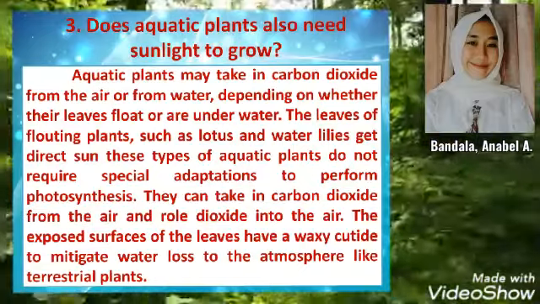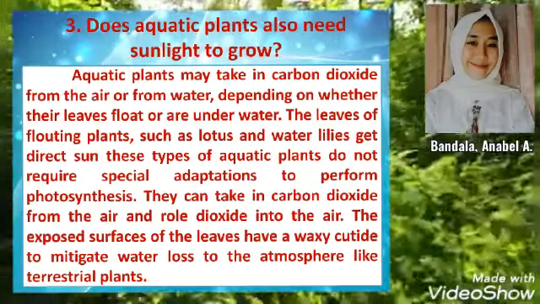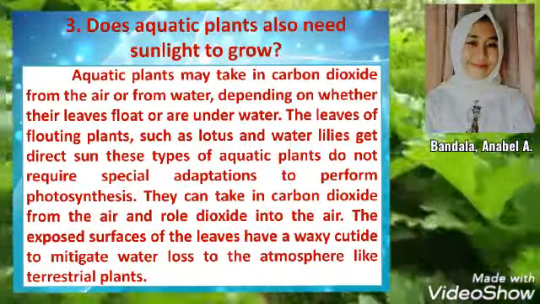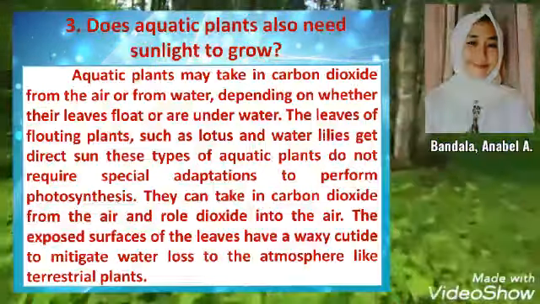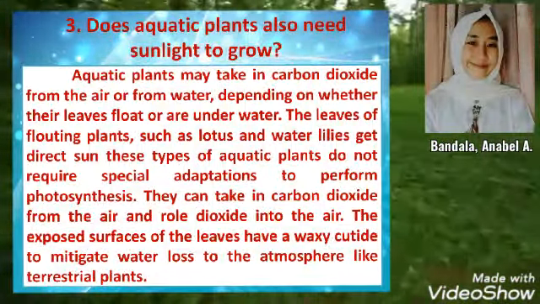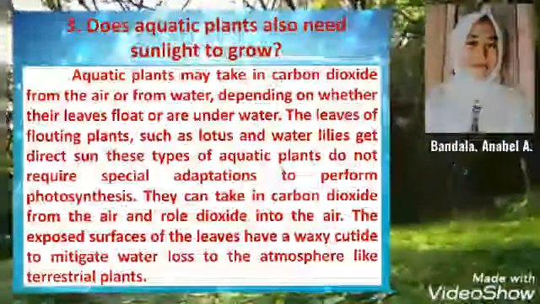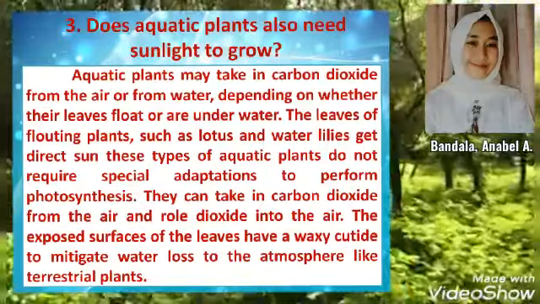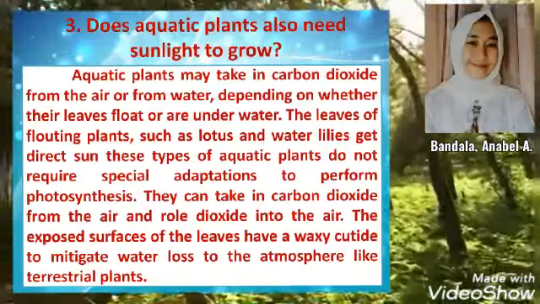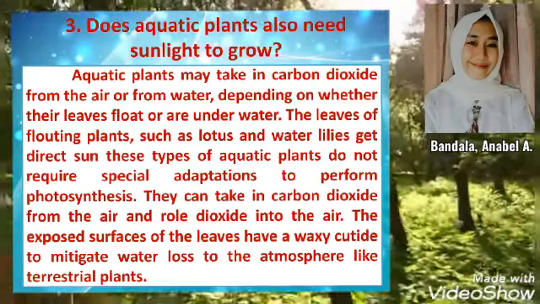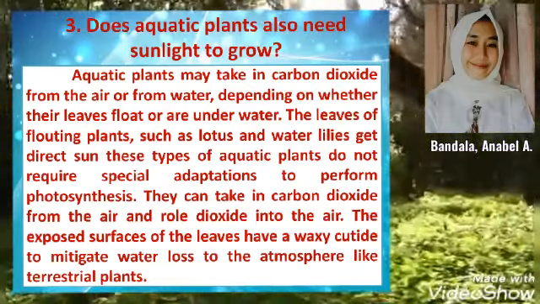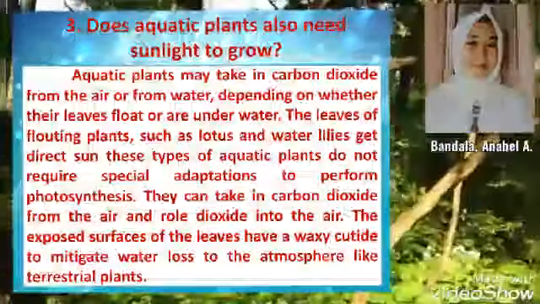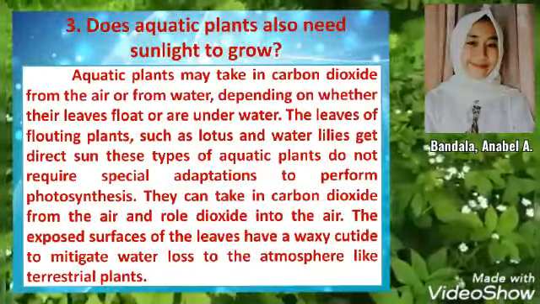Next is, do aquatic plants also need sunlight to grow? Yes, aquatic plants may take in carbon dioxide from the air or water, depending on whether the leaves float or are underwater. The leaves of floating plants, such as lettuce and water lilies, get direct sun. These types of aquatic plants do not require special adaptations to perform photosynthesis. They can take in carbon dioxide from the air and release oxygen into the air. The exposed surface of the leaves has a waxy outside to mitigate water loss to the atmosphere like terrestrial plants.